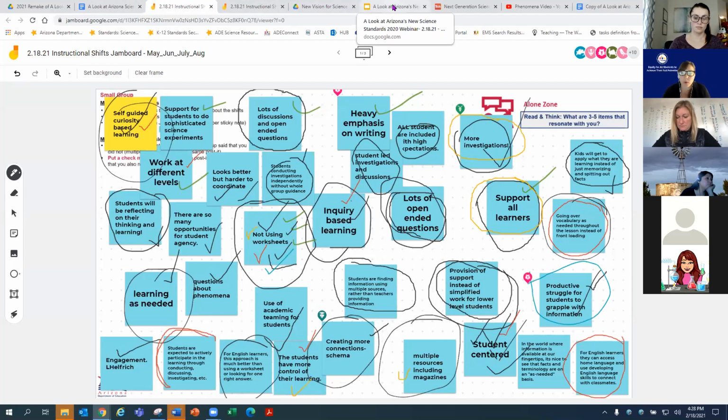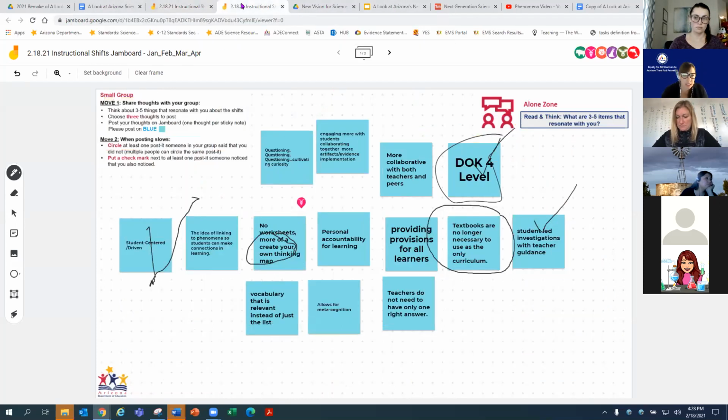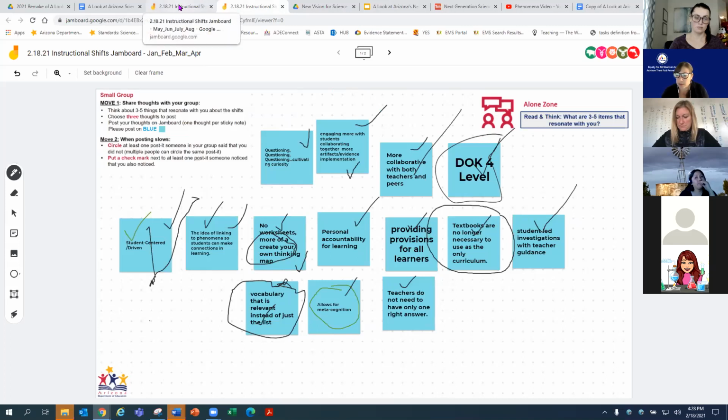All right, about 10 more seconds. Looks like that jam is coming along. This jam's coming along. Perfect.